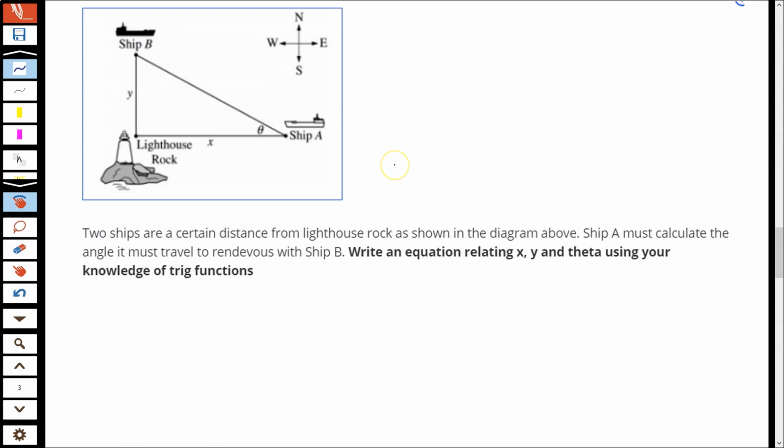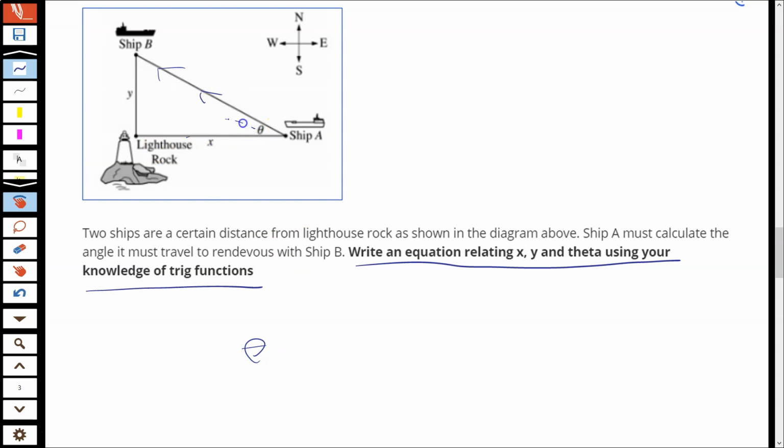Okay. Here, same thing as before, just a little bit more abstract. So all we're looking for is an equation relating these three things. So two ships are a certain distance from the lighthouse rock as shown in the diagram above. So the y distance, x distance, right? Ship A wants to know the angle it must travel to rendezvous with ship B. So you can imagine you're driving ship A, I guess, and you want to go towards ship B. So to do that, you would need to know what this angle is, right? Well, one way you can do that is via trig. And we want an equation relating theta and x and y.